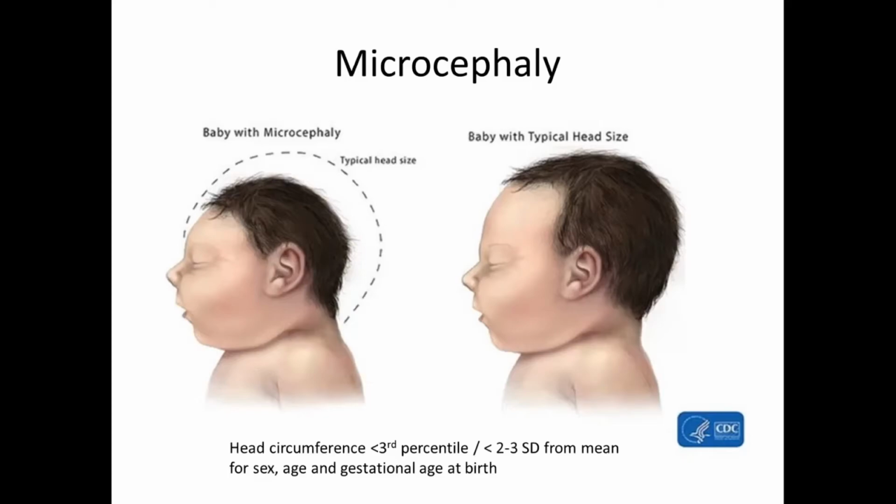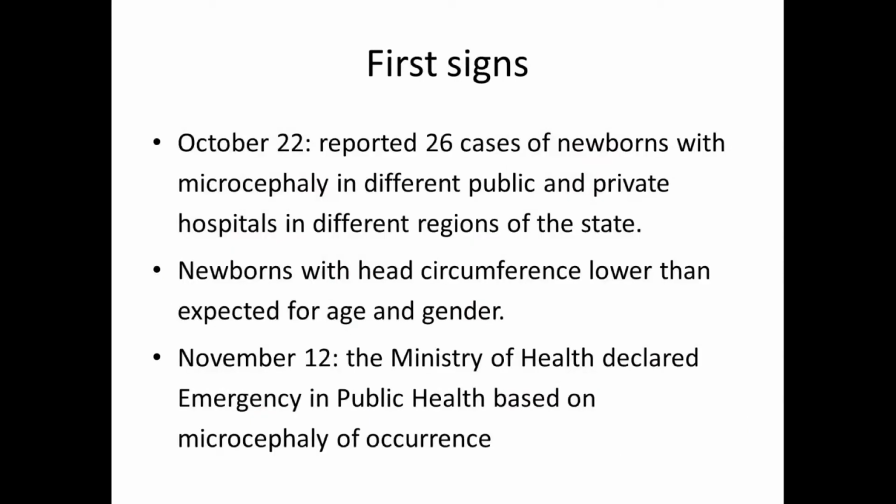People are either using head circumference that's less than the third centile, or more than 2 standard deviations, or more than 3 standard deviations from the mean after adjusting for sex, age at delivery, and gestational age. So different definitions have been used. And if you get the gestation wrong, then your definition of microcephaly is wrong. So this is one of the challenges in defining microcephaly cases. And this was not identified as a problem until October, when 26 cases of microcephaly were reported from one region in northeast Brazil.